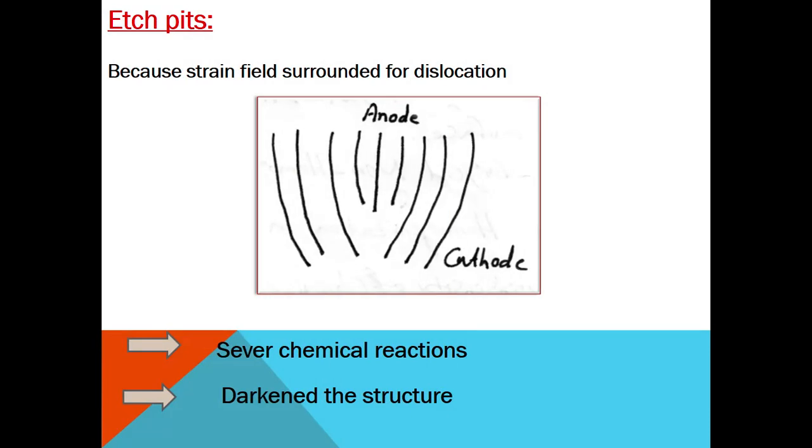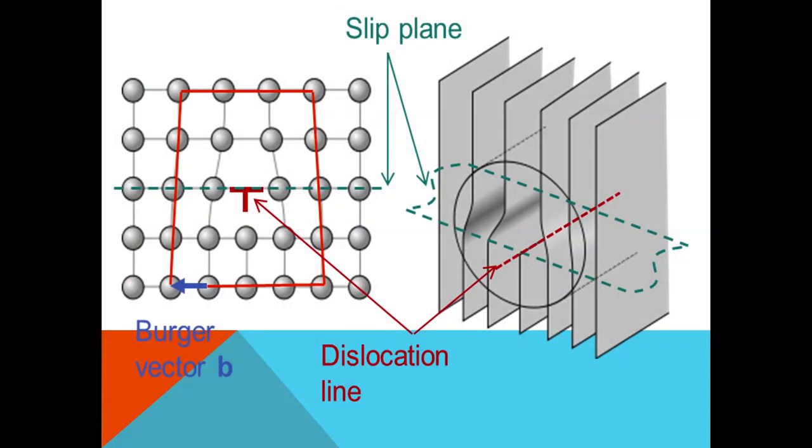This is a case study of pitting at the surface of metallic materials because of the strain field surrounding the dislocation. It can be noticed that there are anode and cathode regions. These dislocations suffer chemical reaction and darken the microstructure. This is the plane, maybe 111. Dislocation line and Burgers vector.